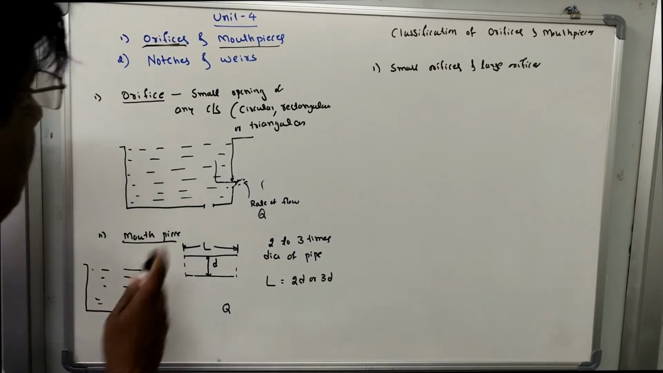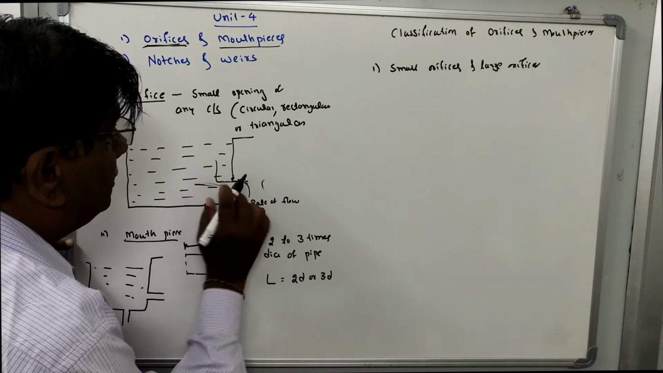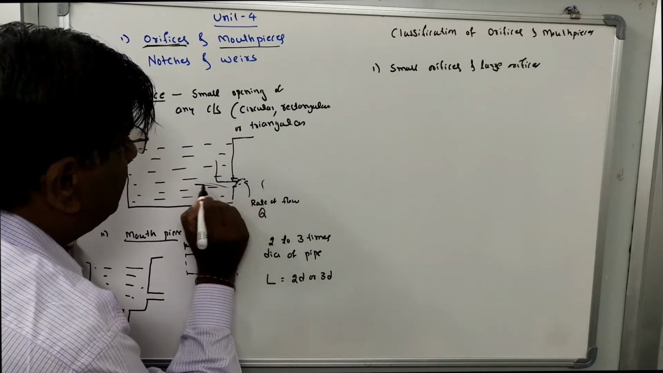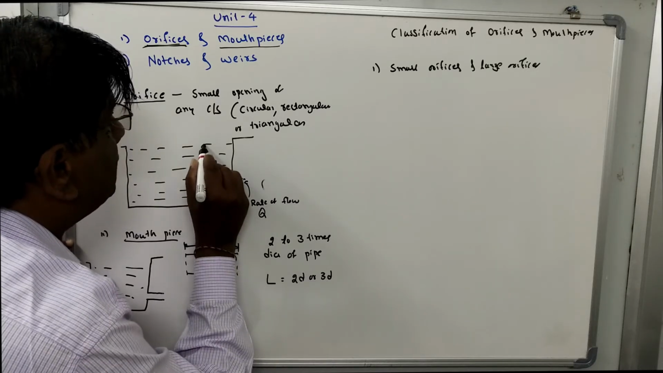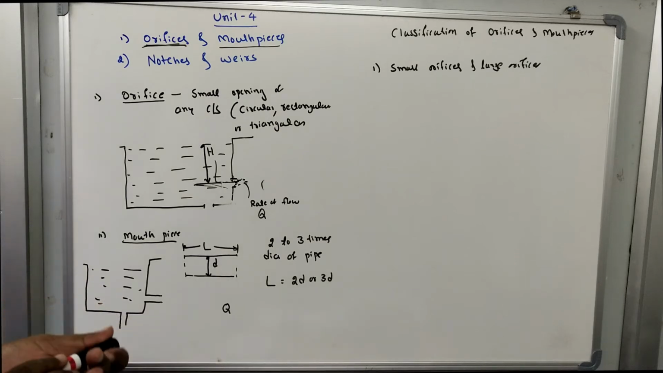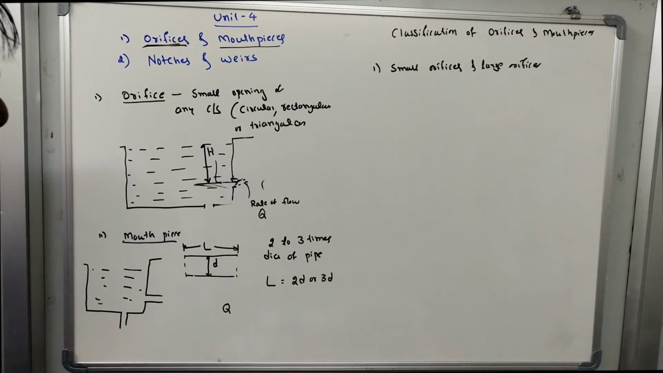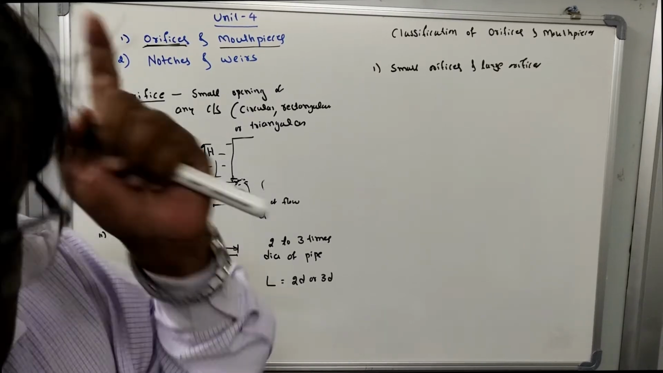Okay, what is the head of the fluid? This is the head of the fluid. This is your orifice and this is the head above the orifice. So to classify small orifice or large orifice, it depends upon the size of the orifice. It may be small or it may be large, and also it depends upon the head over the orifice.